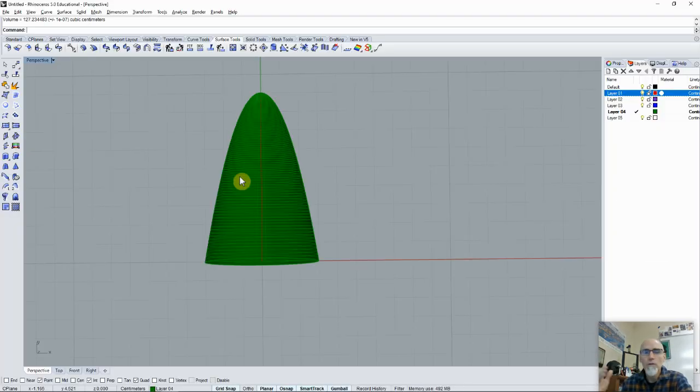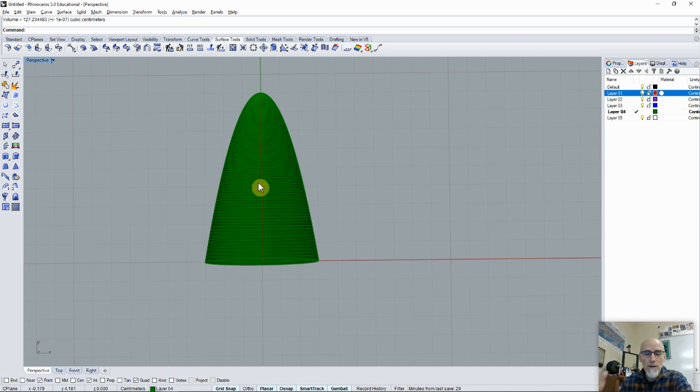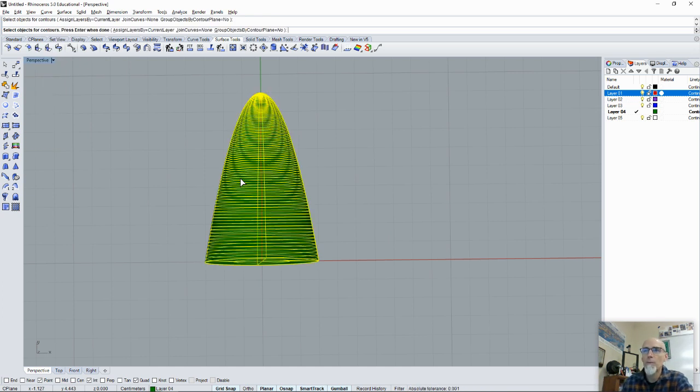And what we need to visualize, well, first, let me look back at my steps here. We're going to cut the solid into flat discs. So I'm still working on guideline number one, which is to take our shape and cut it into flat discs. But if it's difficult to imagine what it looks like, then cutting into flat discs is going to mean nothing at all. So Rhino has this cool command called contour. And contour does something like this. You select the object that you want to cut up, okay? And then you select the axis that you're going to cut across, okay?